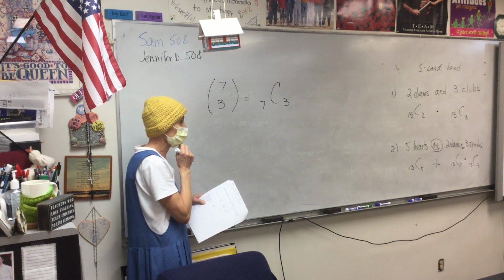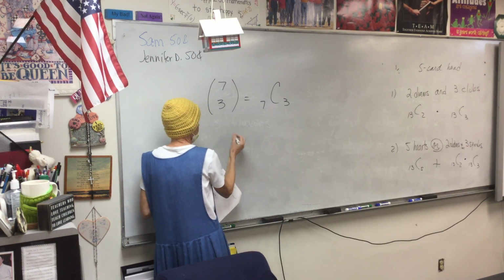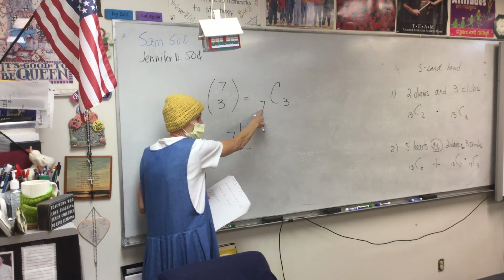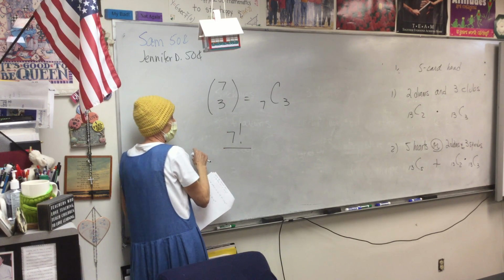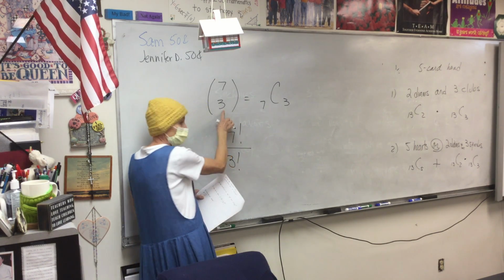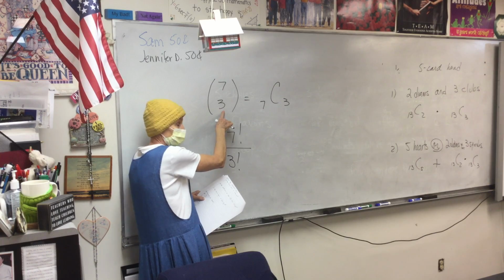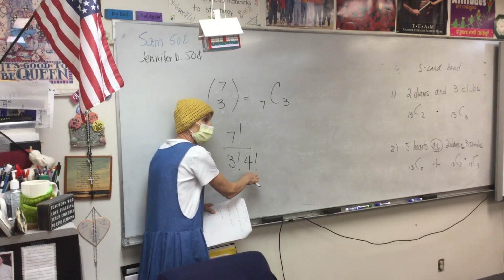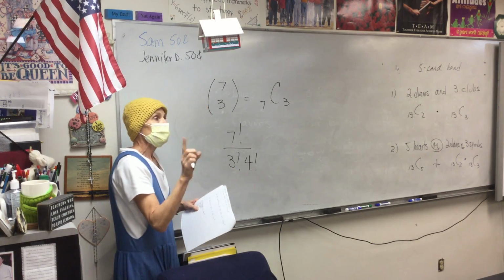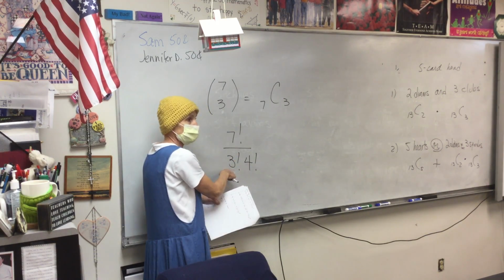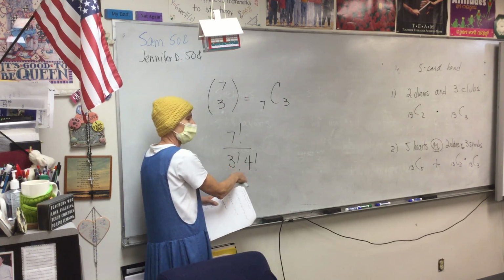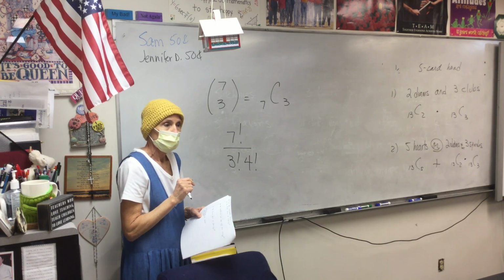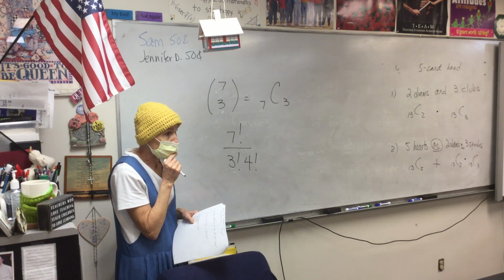It's real simple. This equals 7 factorial, the big number, the first number, divided by 3 factorial, the little number, the second number, and 4 factorial. There's always 2 things in the denominator. Now, the 3 factorial is easy. I mean, obviously there's a 3 there, okay. Where do you think I got the 4? 7 minus 3.